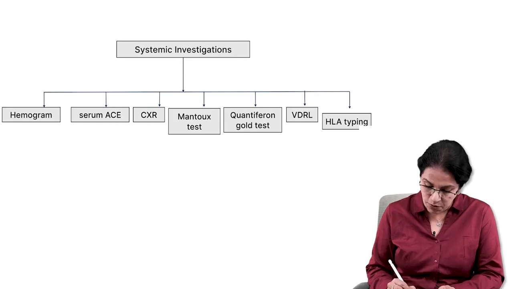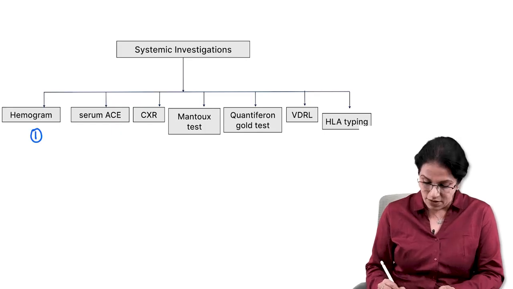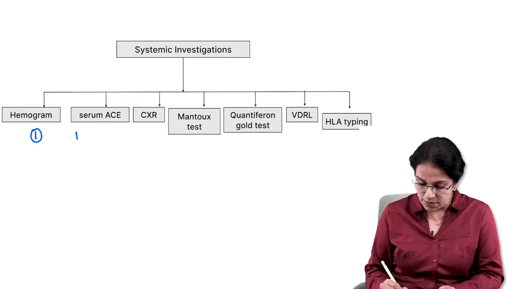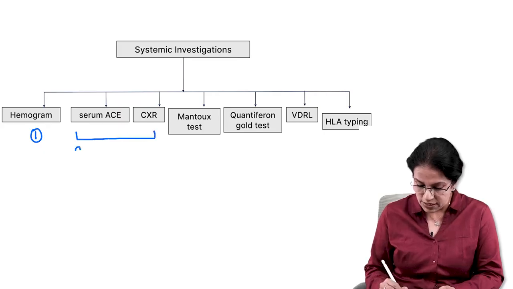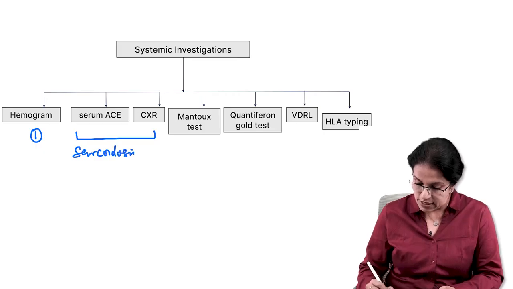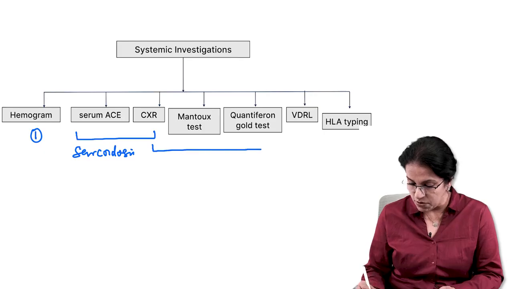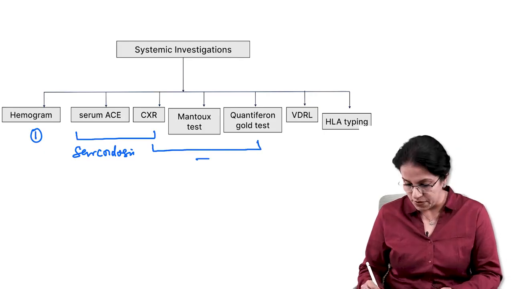Of course, we will go for hemogram number 1. For sarcoidosis, you can go for serum ACE, you can go for chest X-ray. This is more relevant for sarcoidosis. Then chest X-ray, Mantoux test and Quantiferon Gold test for tuberculosis.